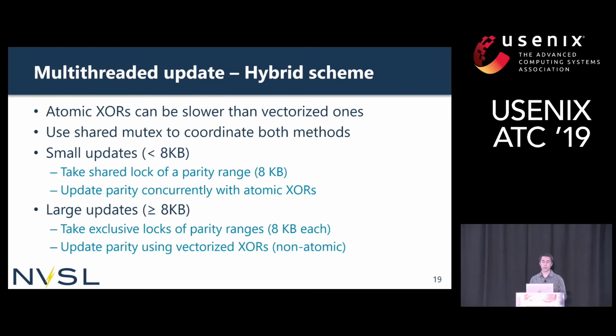For small updates, for example, less than 8 kilobytes, threads can take shared ownership of a parity range lock and use atomic XOR instructions to update parity within this range concurrently. For updates larger than 8 kilobytes, a thread has to take exclusive locks of one or multiple parity ranges and use vectorized XOR instructions to get better performance. The threshold for switching methods is based on practical measurement, and it can vary between machines.